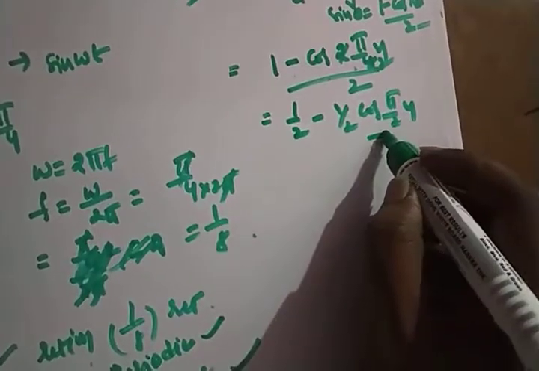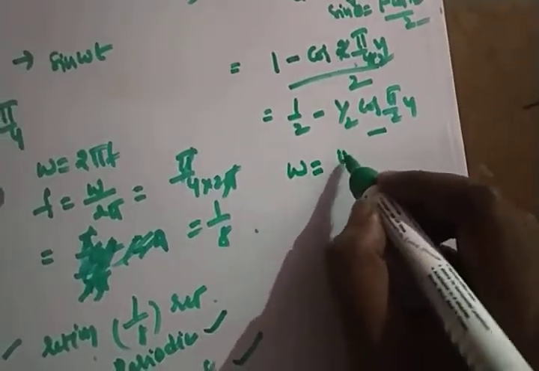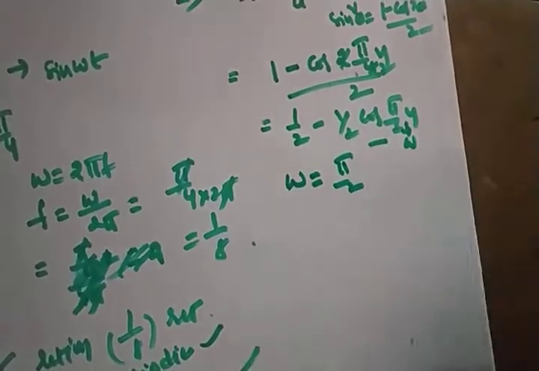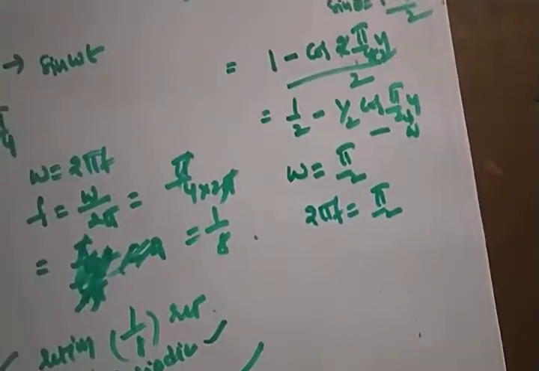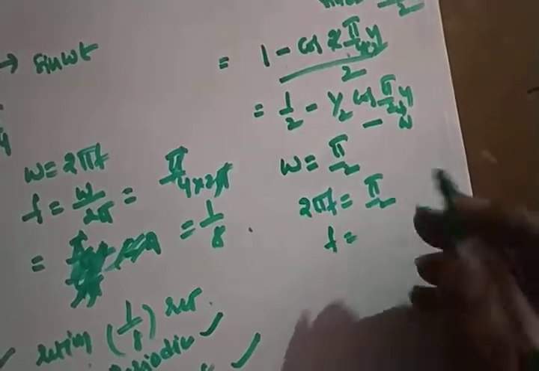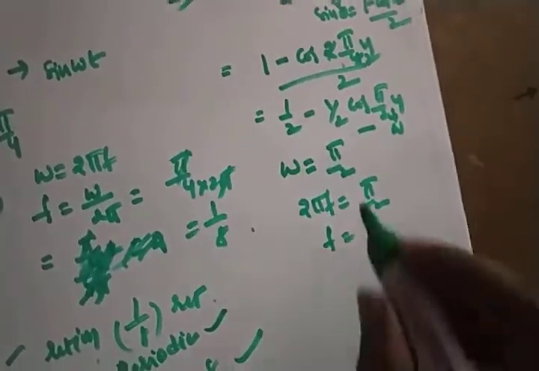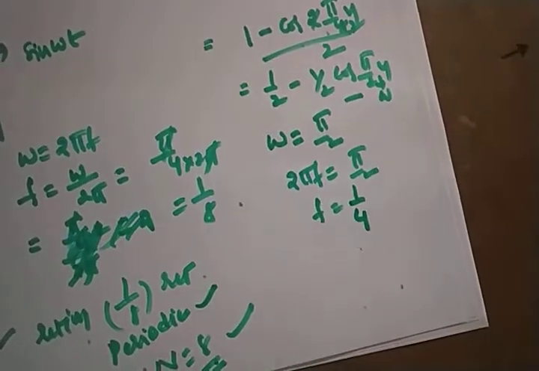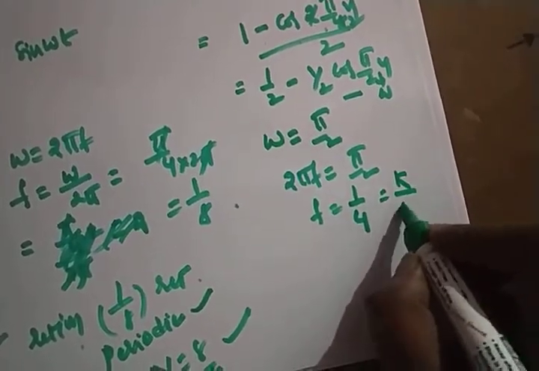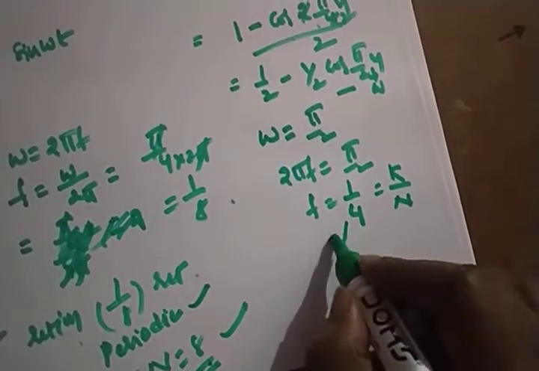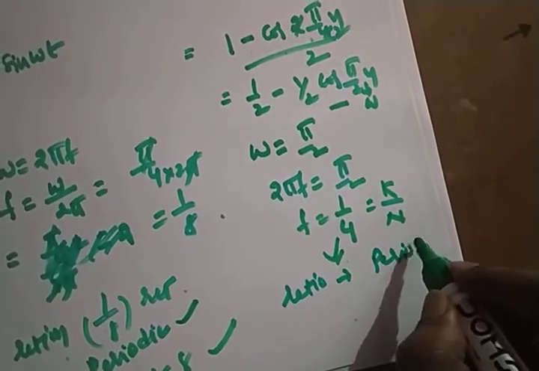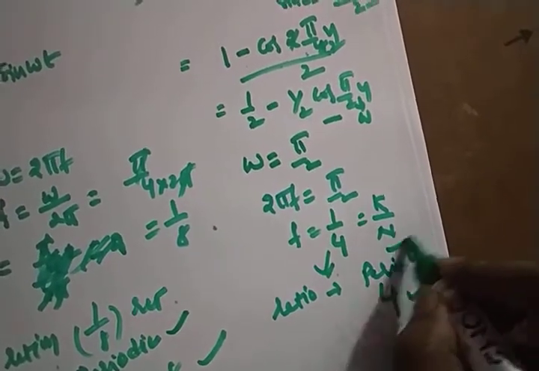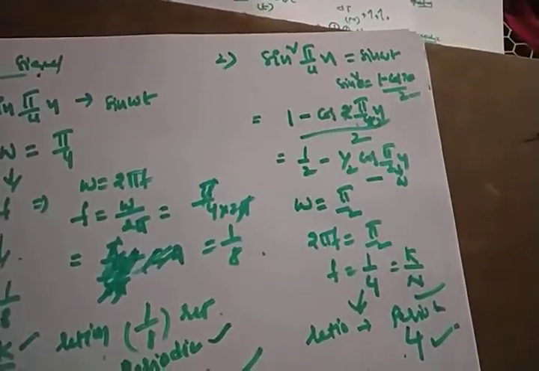The 2 gets cancelled. So 1 by 2 minus 1 by 2 cos of pi by 2 n. From this, what is the omega? Omega is equal to pi by 2. From that, 2 pi f is equal to pi by 2. F is equal to 1 by 4, in the form of k by n. Is it rational or irrational? Rational number. So is it periodic or non-periodic? Periodic. So what is the period? 4 is the period. With this you can say whether the signal is periodic or not.